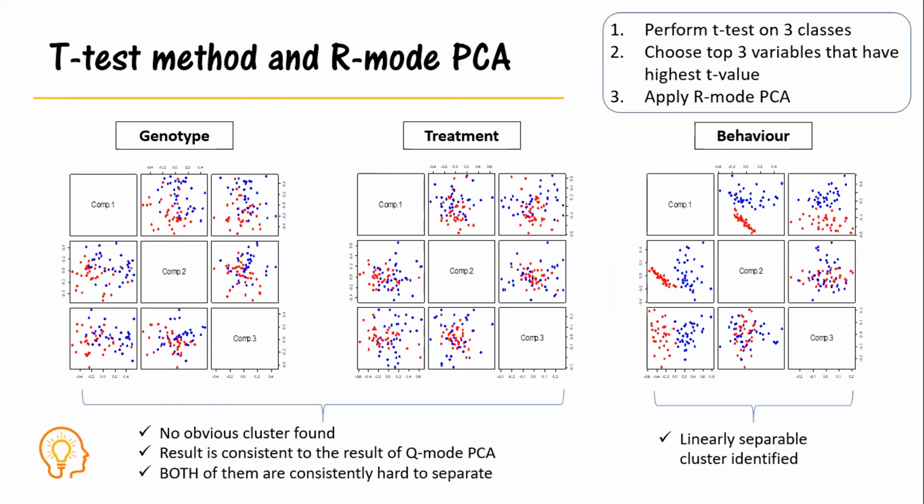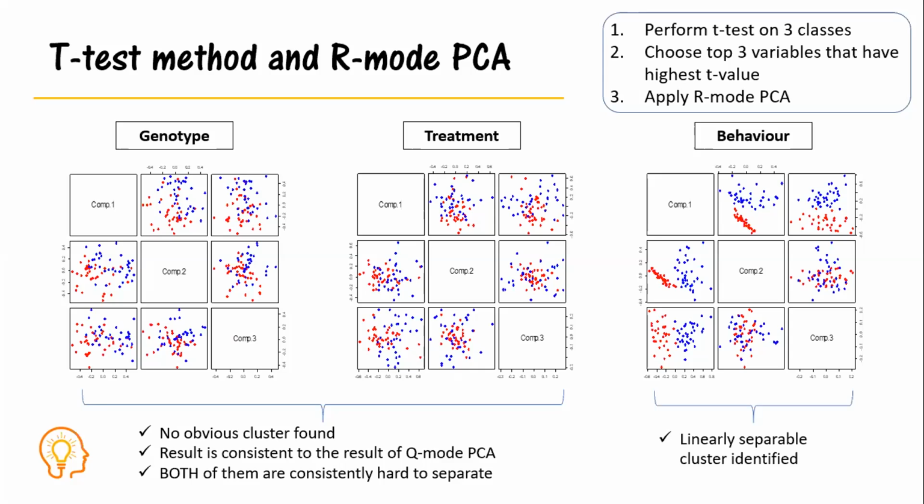Yeah, okay, your turn. So besides the Q-mode PCA, we also perform the t-test method on the 3 classes. Then we choose the top 3 variables that have the highest p-value, and apply the R-mode PCA on the 3 variables. For the genotype and the treatment, we can see that there is also no obvious cluster found, and the result is consistent with the result of the Q-mode PCA. So both of these 2 classes are consistently hard to separate.